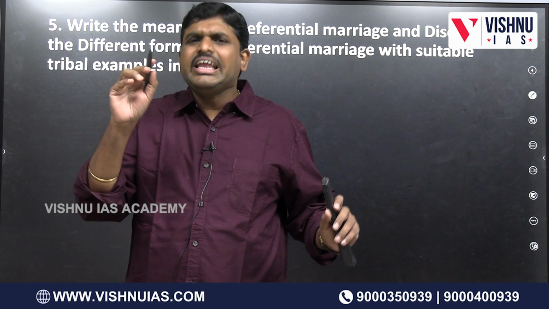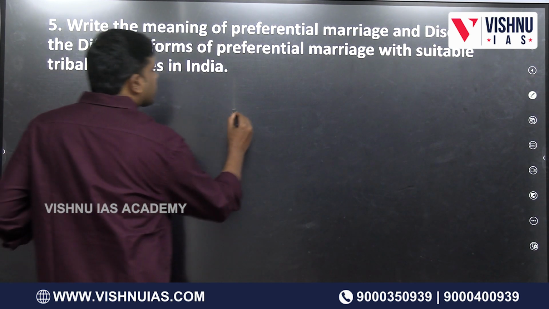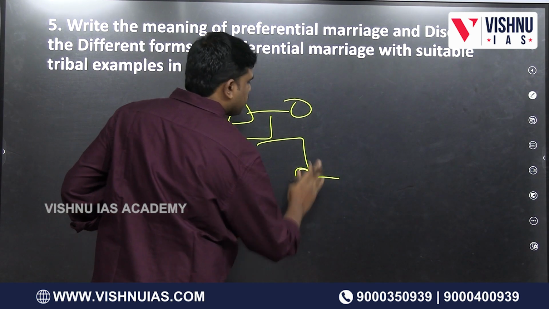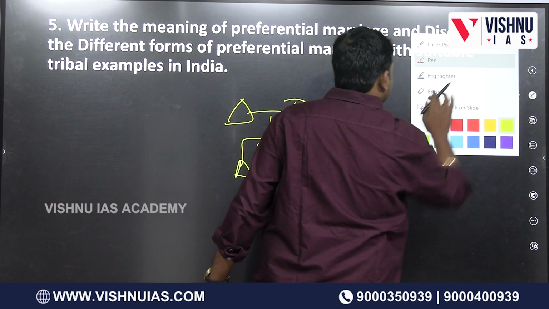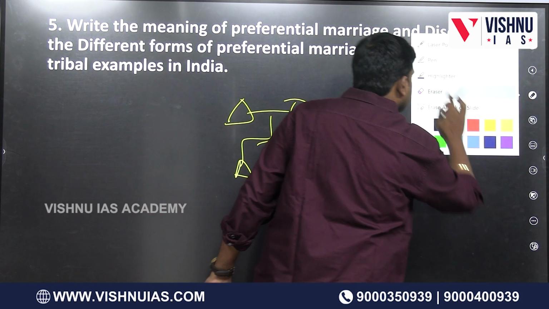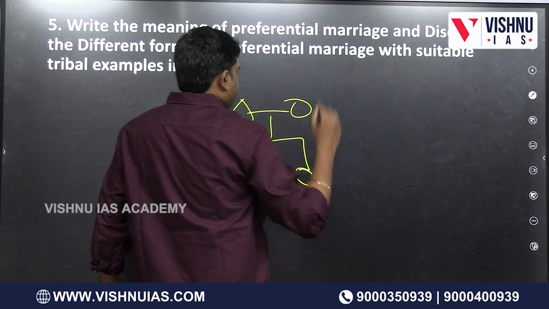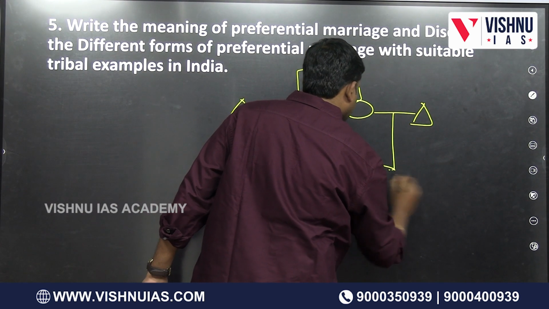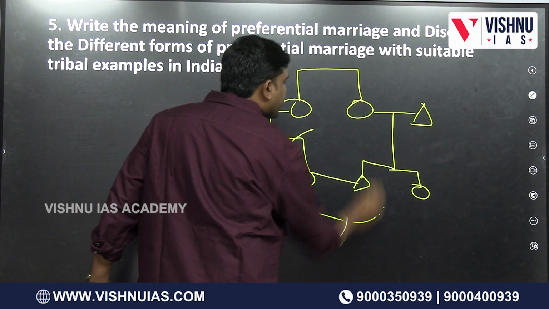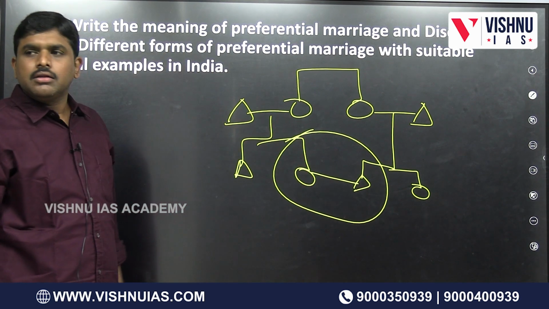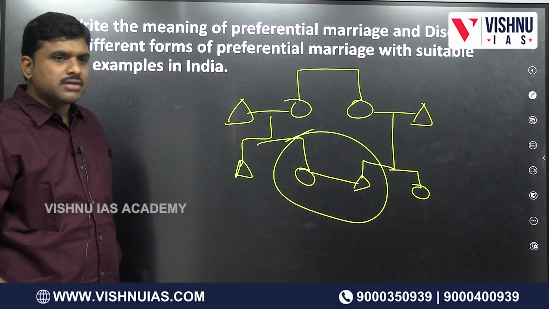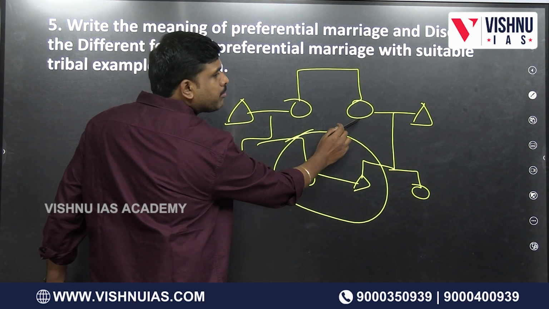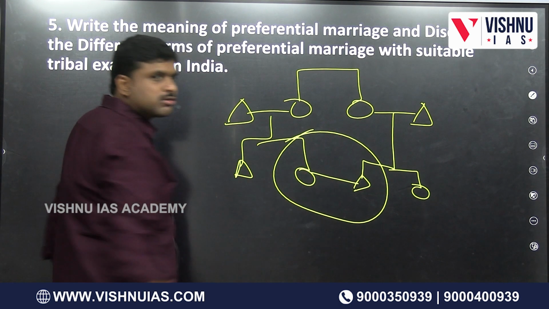Some students will think about designing, for example, just an example. What is this type of marriage? Patrilineal parallel cousin. Sorry, matrilineal parallel cousin. Why? Because the groom is from the mother's side, so it is called matrilineal.